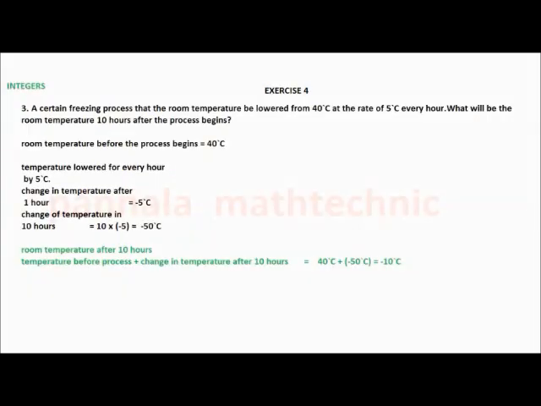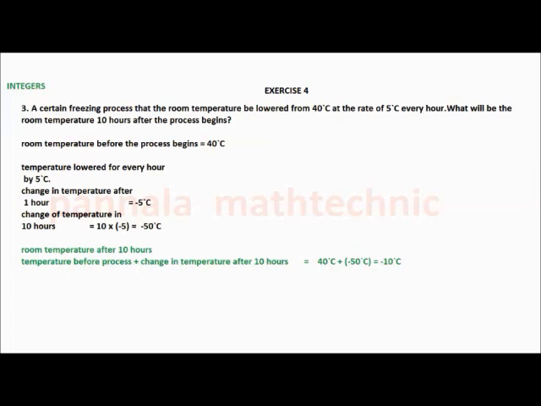Problem 3. A certain freezing process requires that the room temperature be lowered from 40 degrees centigrade at the rate of 5 degrees every hour. What will be the room temperature 10 hours after the process begins? The room temperature before the process begins is 40 degrees centigrade. It's given. The temperature is lowered every hour by 5 degrees centigrade. This is also given. So the change in temperature after 1 hour becomes minus 5 degrees centigrade, because it is lowering. The change of temperature in 10 hours will become 10 into minus 5, that is minus 50 degrees centigrade.